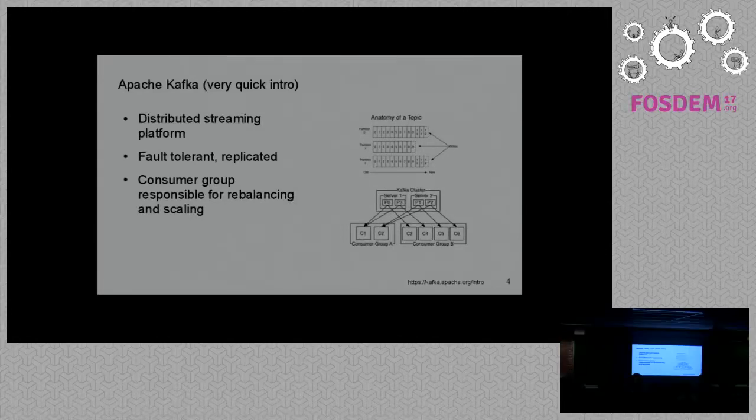So if one of your consumers in that group goes down, the remaining will take over the work that the consumer was doing. And if you add more consumers, then again the consumers will coordinate with each other to distribute the workload again, which allows you also to easily scale the consuming from your Kafka cluster.